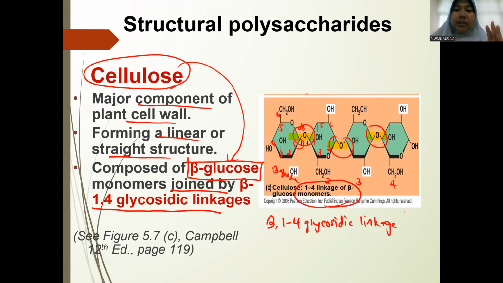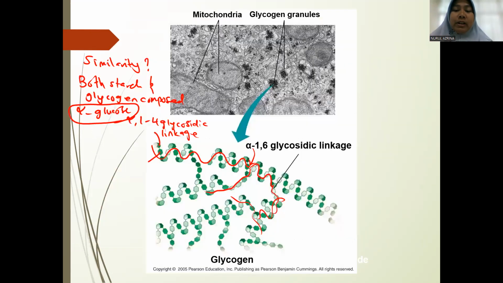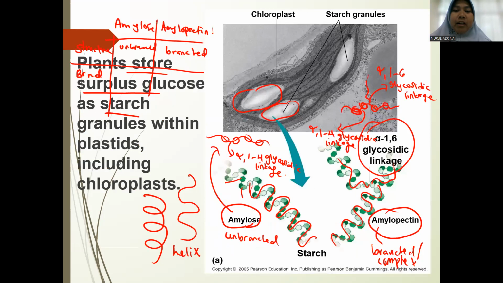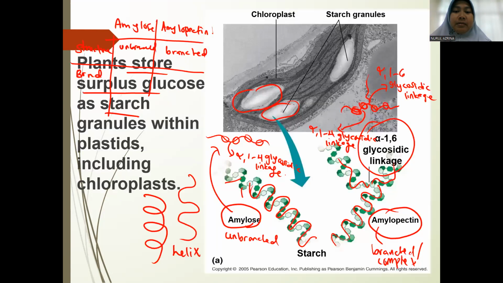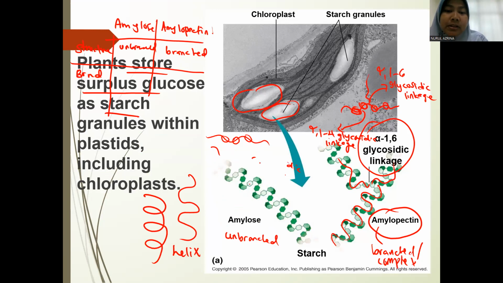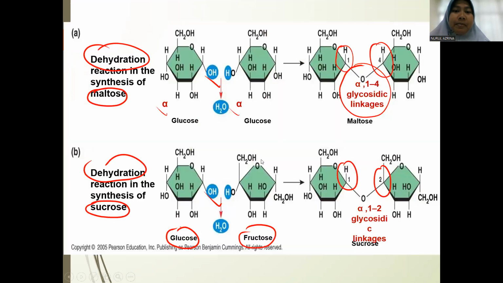Alright, okay, you don't believe it? Okay, let's look again. Okay, this is the structure of cellulose. Now let's look back at the structure of amylose. Okay, look again at the structure of amylose. Do you see this? You can see that it is linear. This is one glucose. This is one glucose. This is another glucose. This is another glucose.